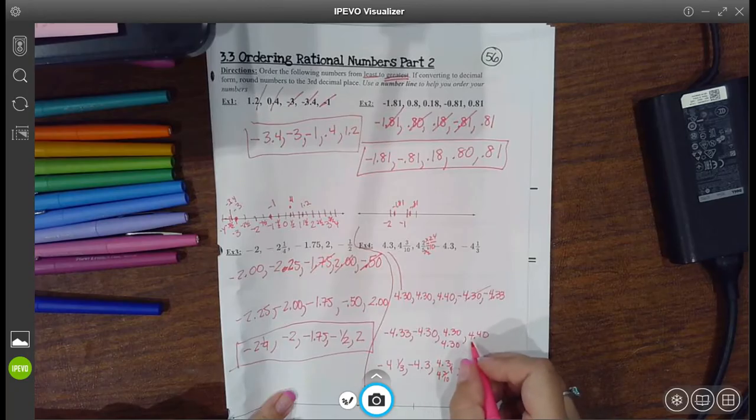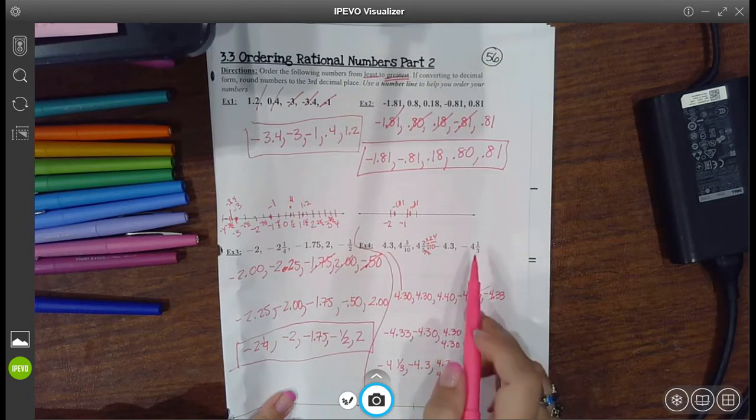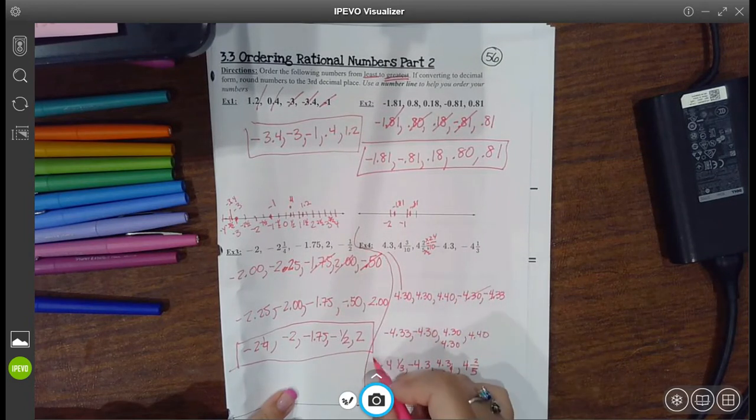And then 4.40 was initially 4 and 2/5. Okay, you had 1, 2, 3, 4, 5. 1, 2, 3, 4, 5. Perfect.